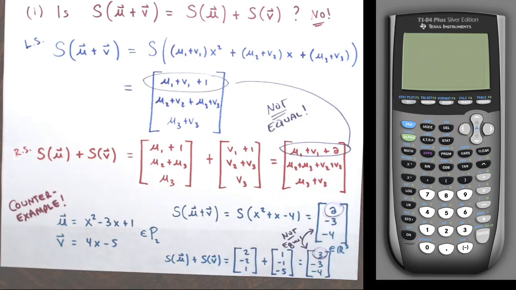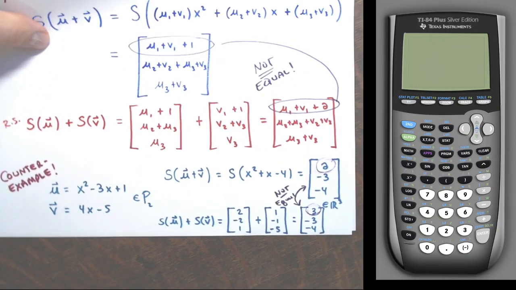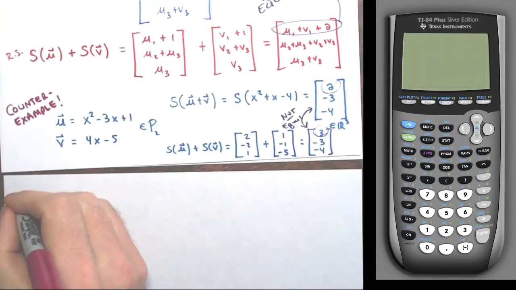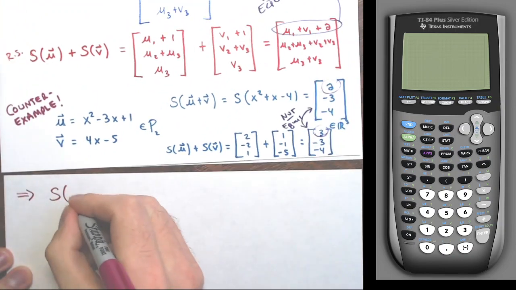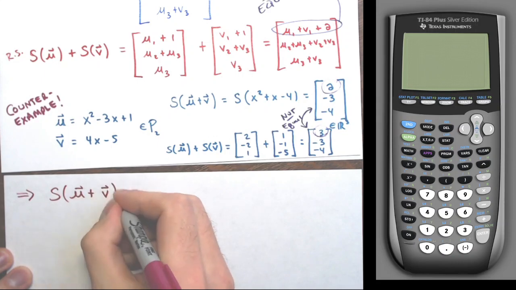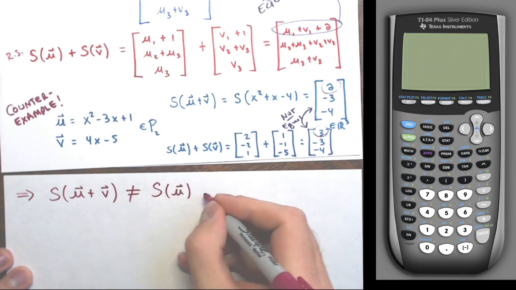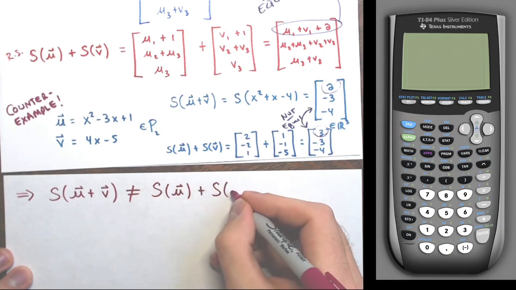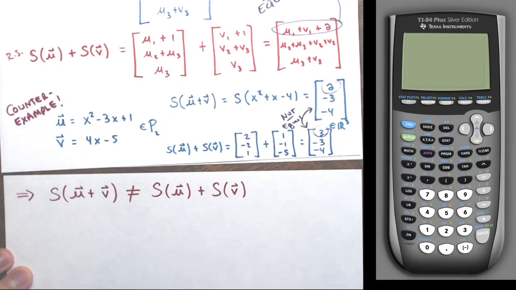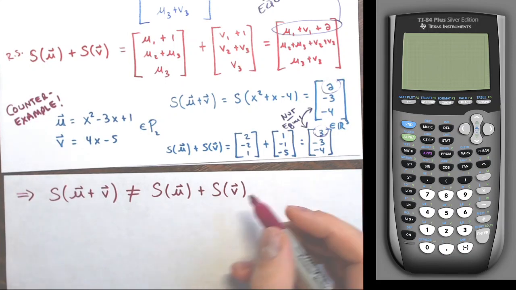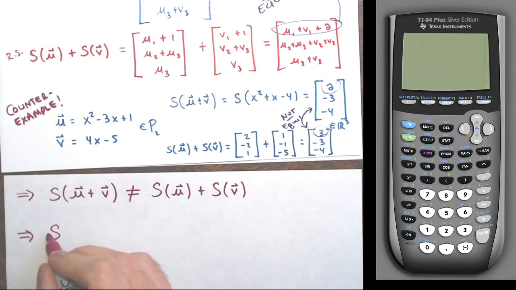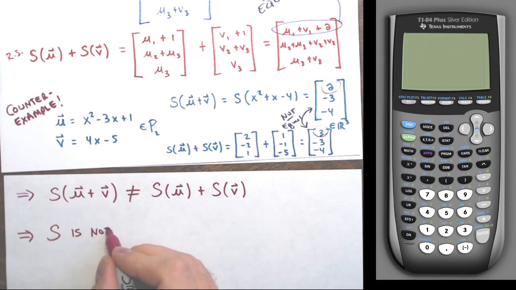All right, so we have just shown through that one counterexample and also through the statement before that s of u plus v is not equal to s of u plus s of v. Okay, so that tells me that s is not a linear transformation. I'll just say not linear.